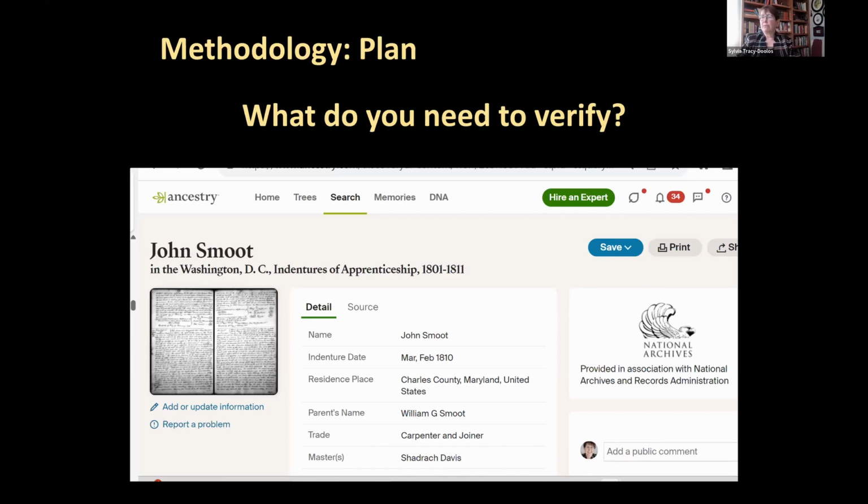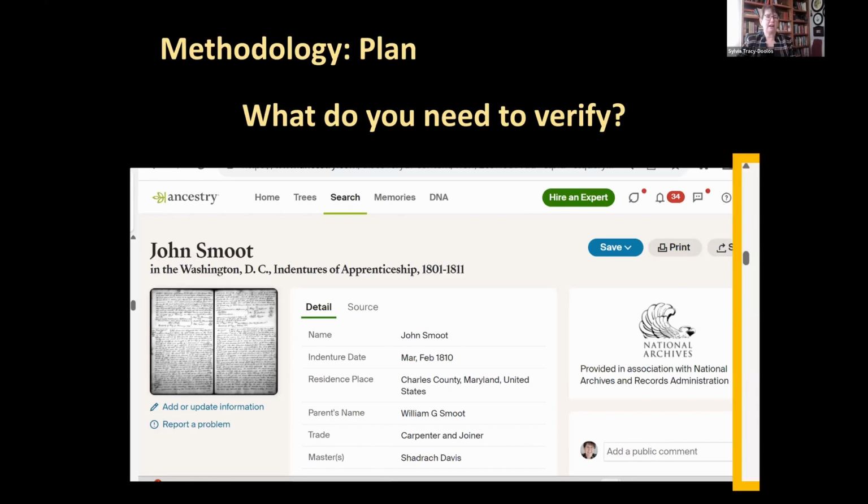And more than half of the people who arrived in the mid-Atlantic and southern area, before the mid-19th century, had an indenture. So it affects what kinds of records are going to be available in that time directly after they got here.